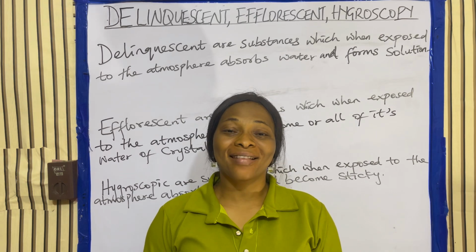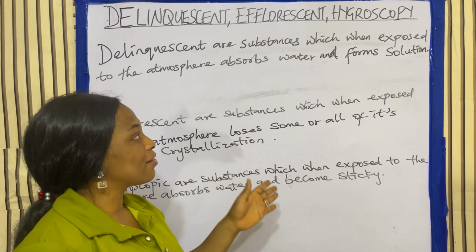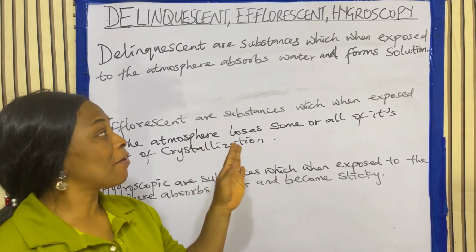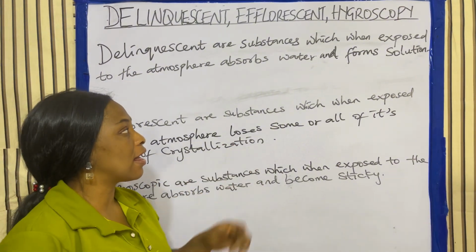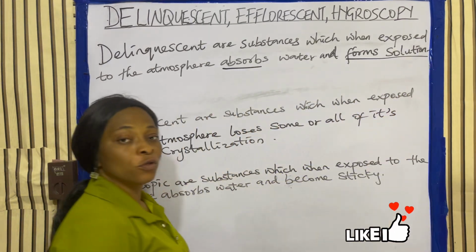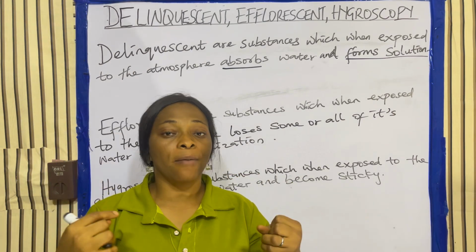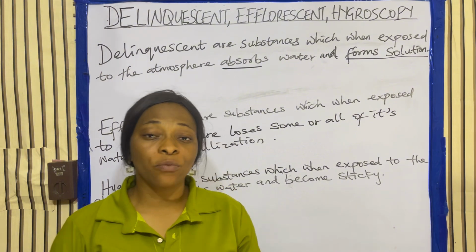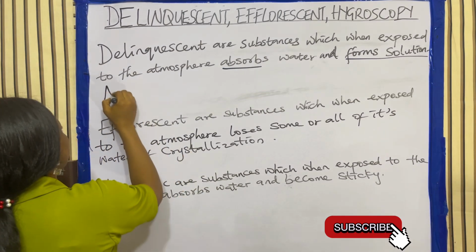So today we have an exciting topic to discuss on Deliquescent, Efflorescent and Hygroscopy. Basically, deliquescents are substances which, when exposed to the atmosphere, absorb water and form solution. Those substances that have the ability to absorb water and form solution when exposed to the atmosphere, we refer to them as deliquescents. For example, you have your sodium chloride.